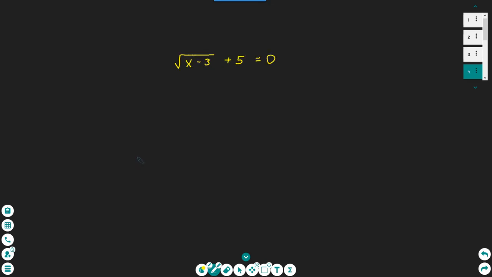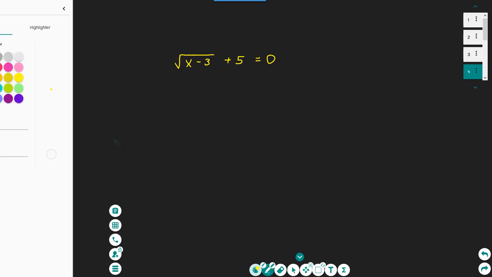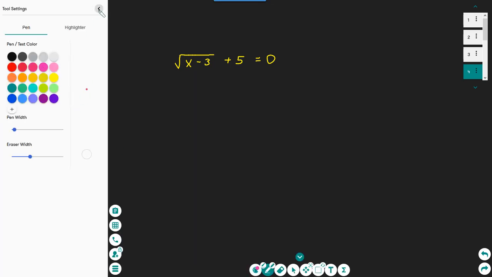So let's try this one. Here we have a pretty basic equation, and we're going to have to solve it. So the first step, very similar to when we solved equations for variables all by themselves, is to first get the radical, or the square root, all by itself. We want to isolate it on one side. So to do that, we're going to move the +5 to the other side.